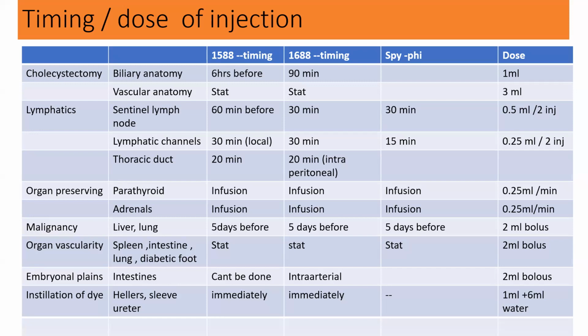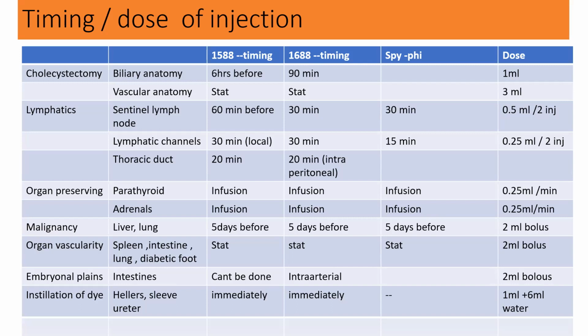And for organ preserving surgery, such as for parathyroid and adrenals, we have to give an infusion in a very weak dose, that is 0.25 ml per minute. In malignancies such as liver, pancreas, lung, it is to be given 3 to 5 days before you are planning the surgery. For organ vascularity, we again give a bolus dose.